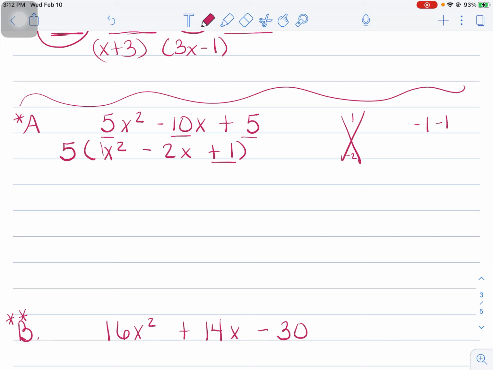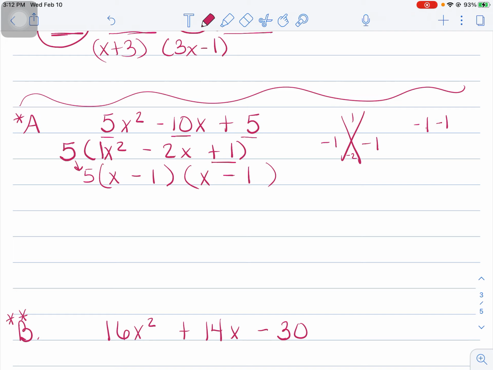Now with this one, because it's a leading coefficient of 1, I don't have to factor by grouping. I have a -1 and a -1, so I can go ahead and split this up into two binomials: x, and I have a -1 and a -1. And then I make sure I bring my 5 down.